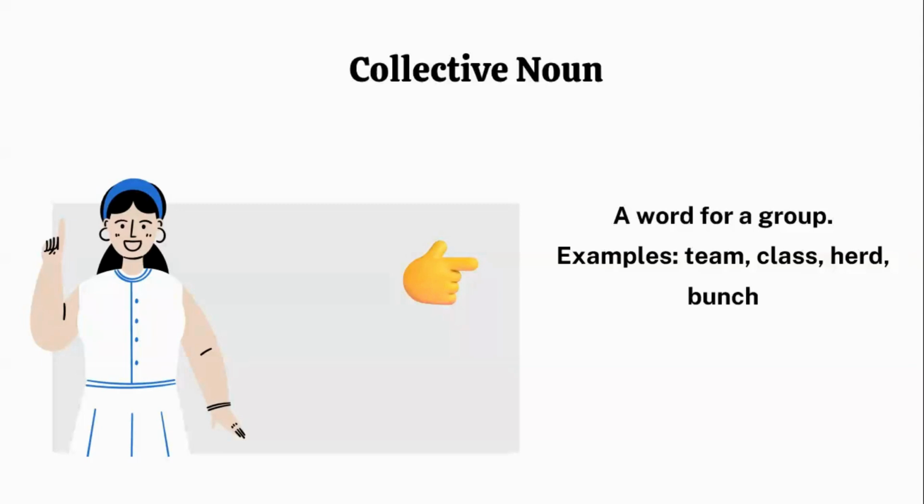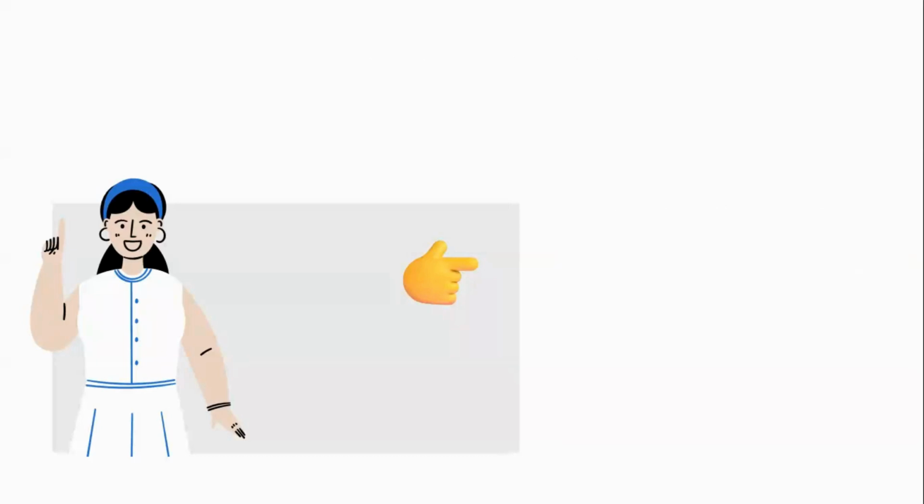As an example, we can say team. Team means there is not a single person. There may be two, three, four people in a team, in a group, right? So the word team is just indicating that it's a group. Class, it's also a group. Herd, it's also a group. Bunch, it's also a group. So a word for a group is collective noun. It is clear to you all? Okay, so now move to the next slide.